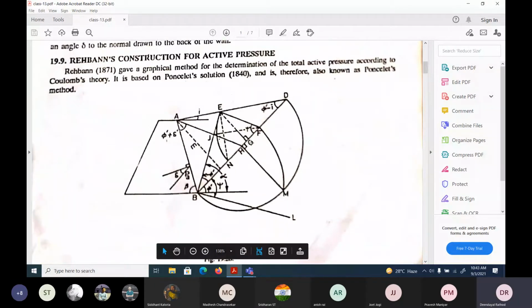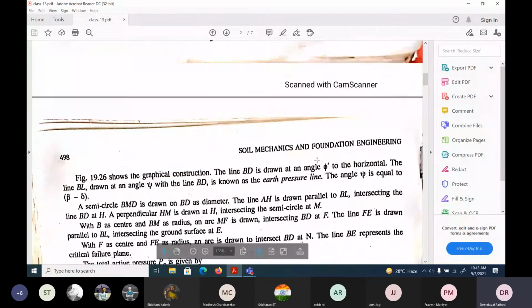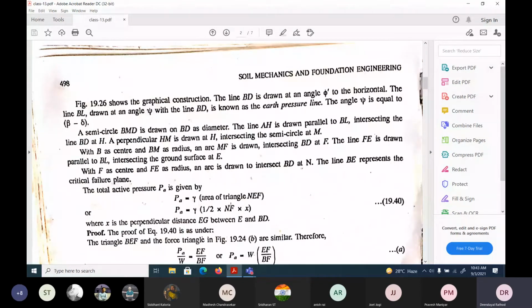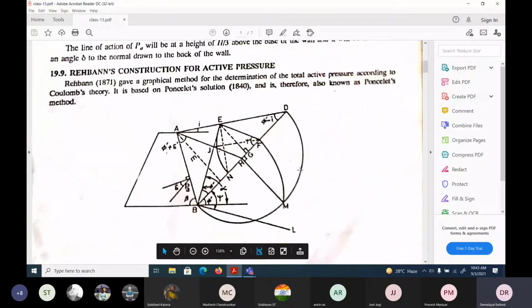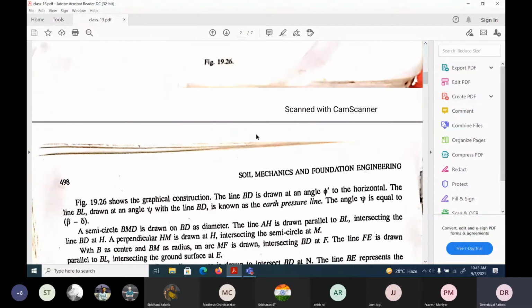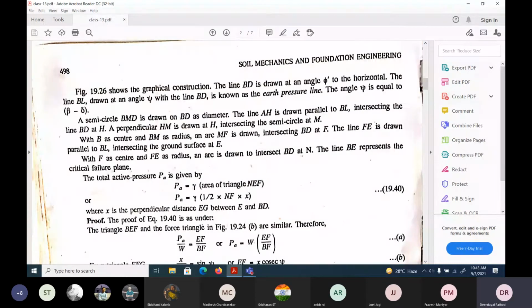And how will we get it? We can take the triangle area, half into base into height. Height is the x, the perpendicular distance EG, between EG. This is the x. If you take half into base into height, that particular small wedge portion will give the exact PA, that total active pressure.